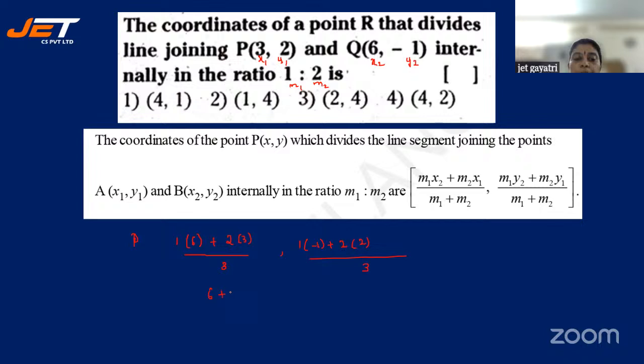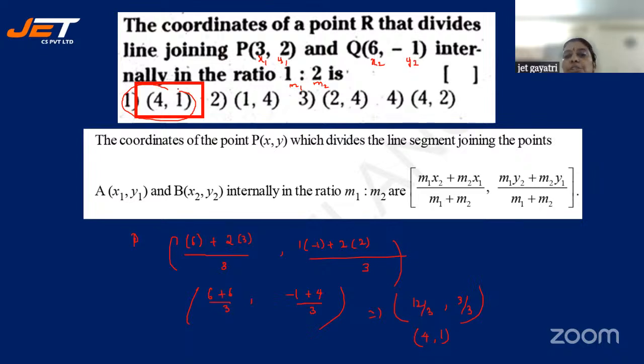So it is 6 plus 6 by 3, minus 1 plus 4 by 3, which implies 6 twos are 12 by 3, 4 minus 1 is 3 by 3, which is 3 fours are 12, 3 by 3 is 1. So it should be 4, 1. Your option 1 must be the correct answer. All right, students. So I'm sure you'll be able to understand this sum. It's a mere application of formulas. Okay. All right. See the next question.